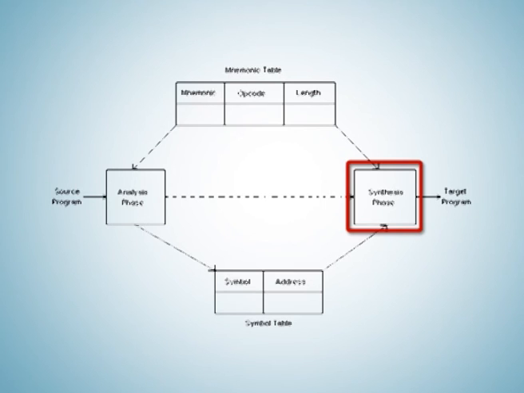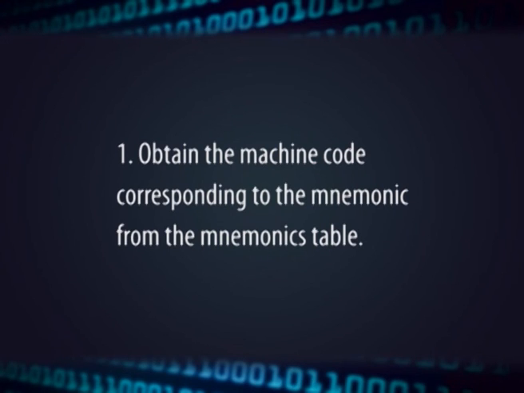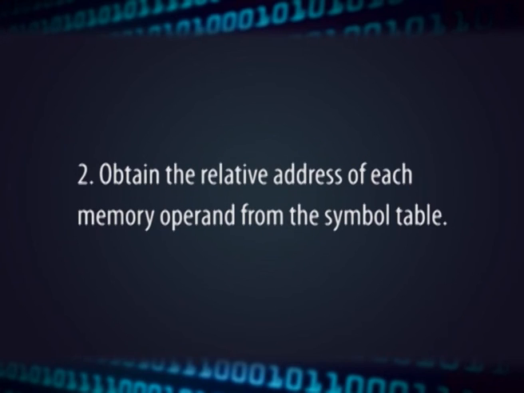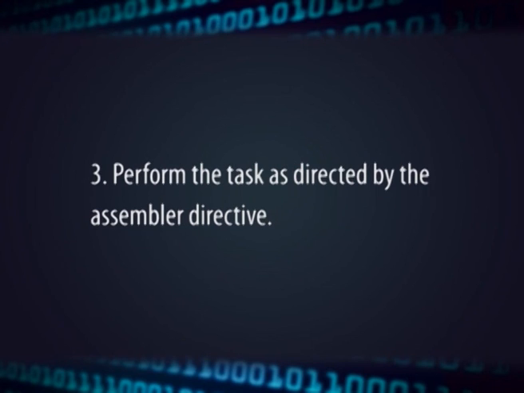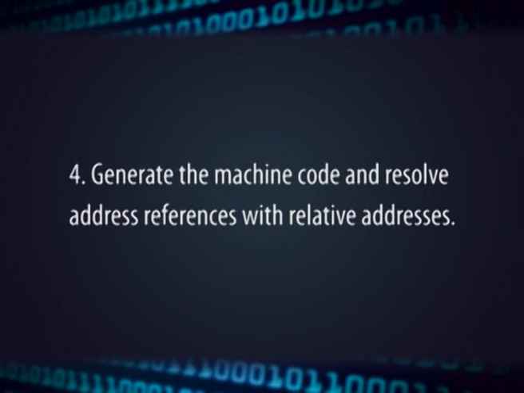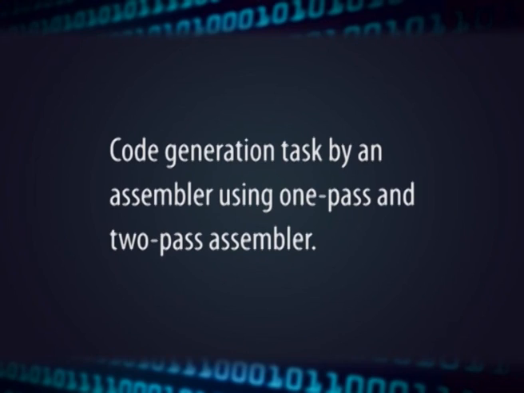In the second pass, the assembler does the following tasks for the synthesis of the machine codes. First, obtain the machine code corresponding to the mnemonic from the mnemonics table. Second, obtain the relative address of each memory operand from the symbol table. Third, perform the task as directed by the assembler directive. Fourth, generate the machine code and resolve address references with the relative addresses. So, this is all about the code generation task by an assembler using 1-pass and 2-pass assemblers.